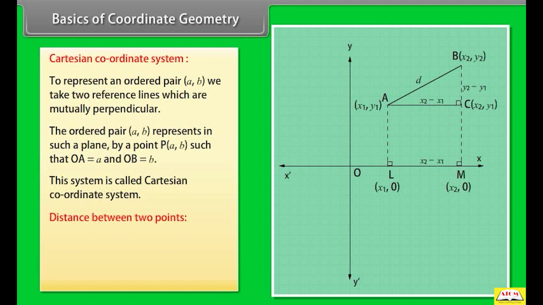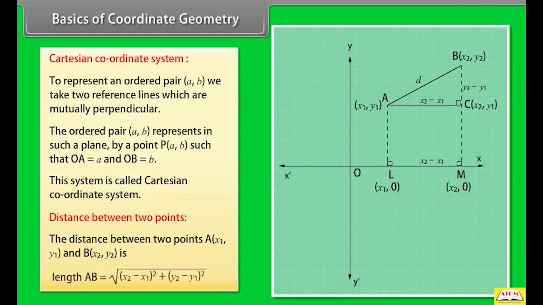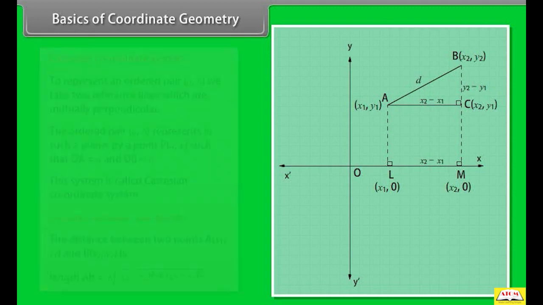Distance between 2 points. The distance between 2 points A(x1, y1) and B(x2, y2) is length AB equal to square root of (x2 minus x1) squared plus (y2 minus y1) squared.